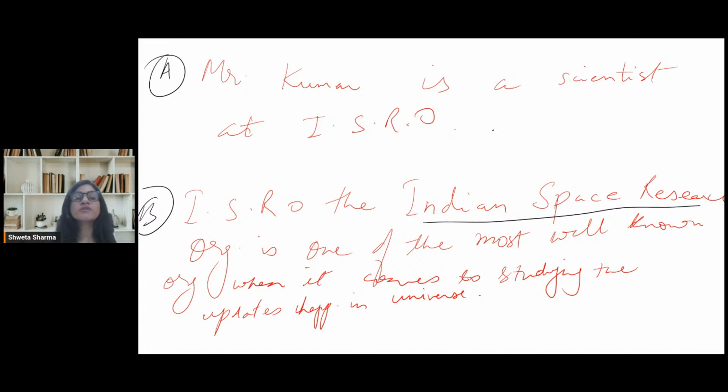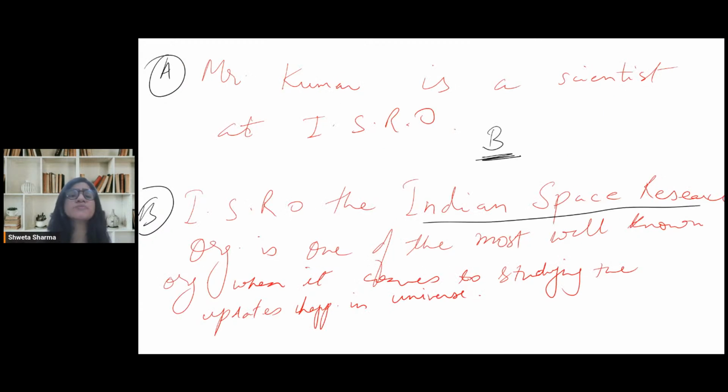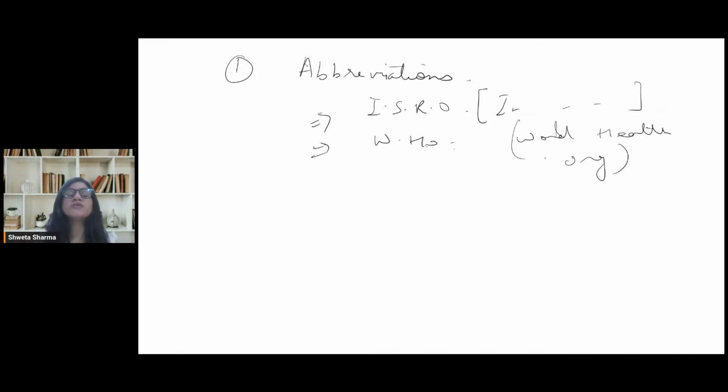So, naturally, if I look at the sequence here, B should supersede any of the other sentences because everywhere I'm using ISRO, but I'm not talking about Indian Space Research Organization. So, B should come first, right? Then multiple scientists have been known for spending endless hours at the organization, and ISRO is home to them. Then it starts with Mr. Kumar is a scientist at ISRO. Mr. Amit Kumar cleared his exam. So one of the learnings is that you always have the expanded version coming first.